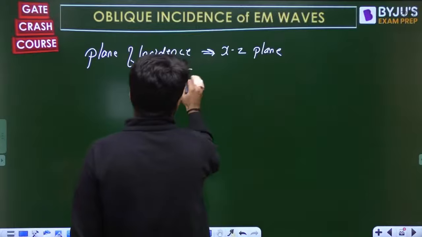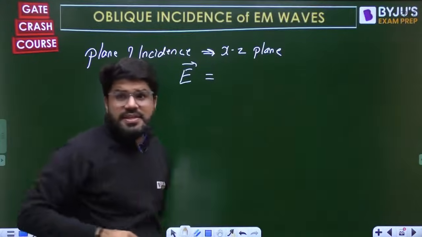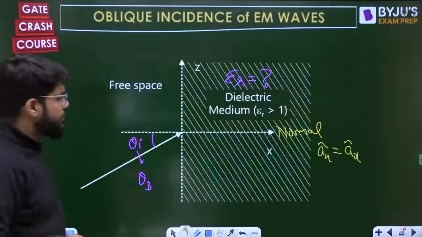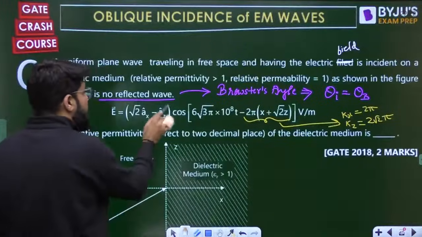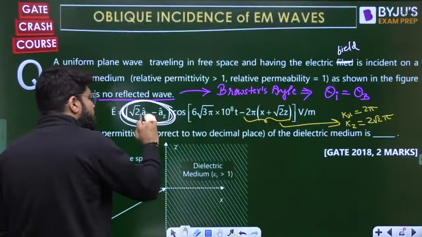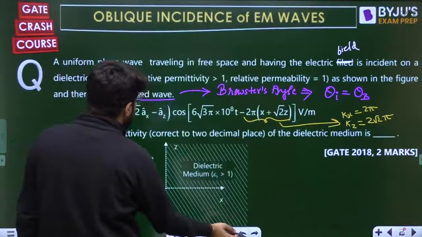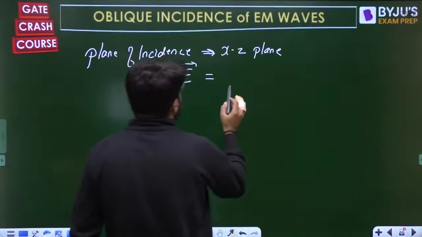And where is the electric field pointing in this question? Everybody please see the direction of electric field. Electric field also has two components. One is the X, one is the Z. The electric field is also in the XZ direction, right?